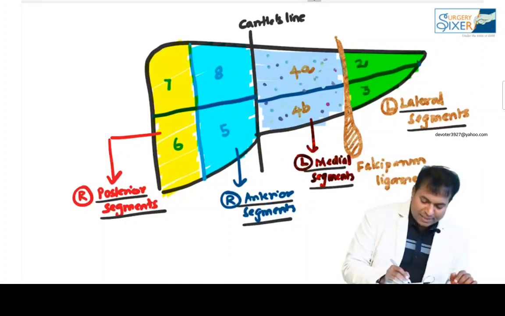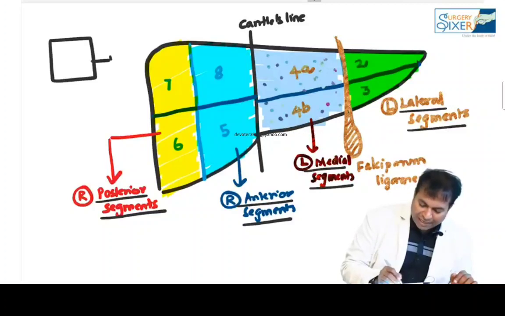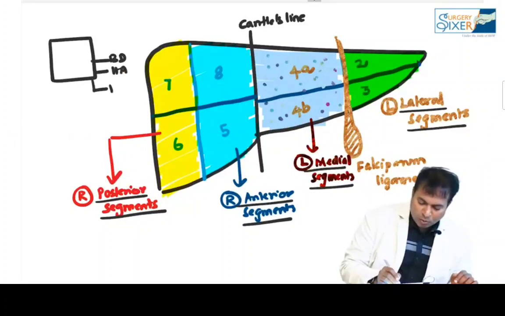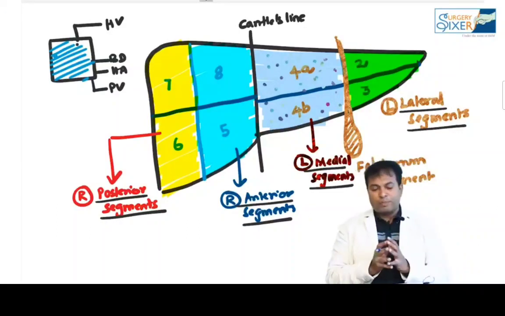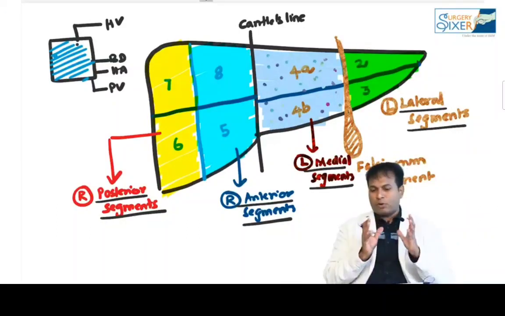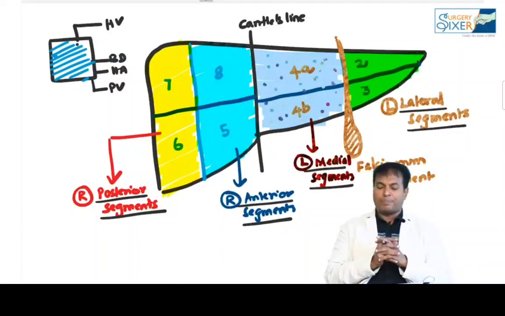What is the importance of each segment? Each segment will have its own bile duct drainage, own hepatic artery flow, own portal vein flow, and own hepatic vein drainage. So each segment is a separate liver. They have all the flow: bile duct, hepatic vein, hepatic artery, portal vein. Therefore, Couinaud found out each segment is a separate functioning segment of the liver. Please don't forget this point.